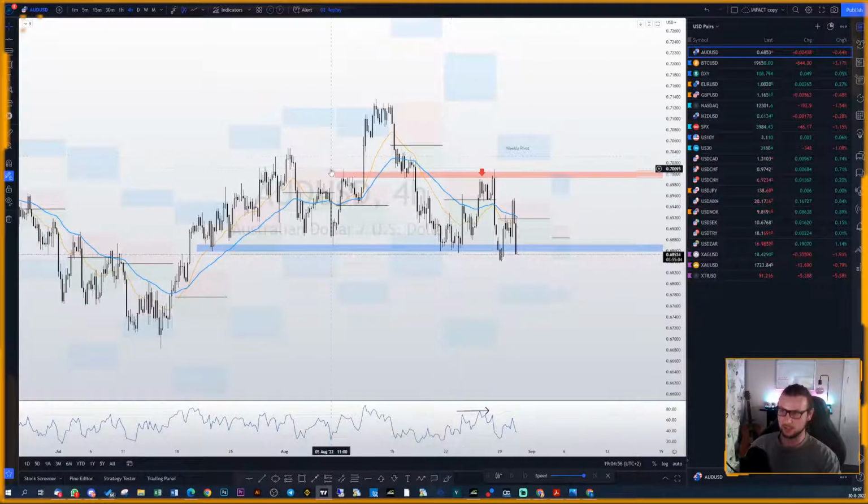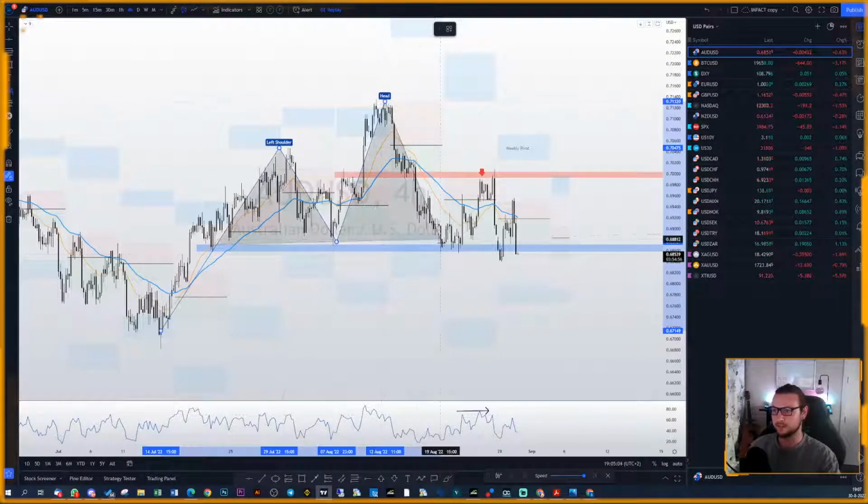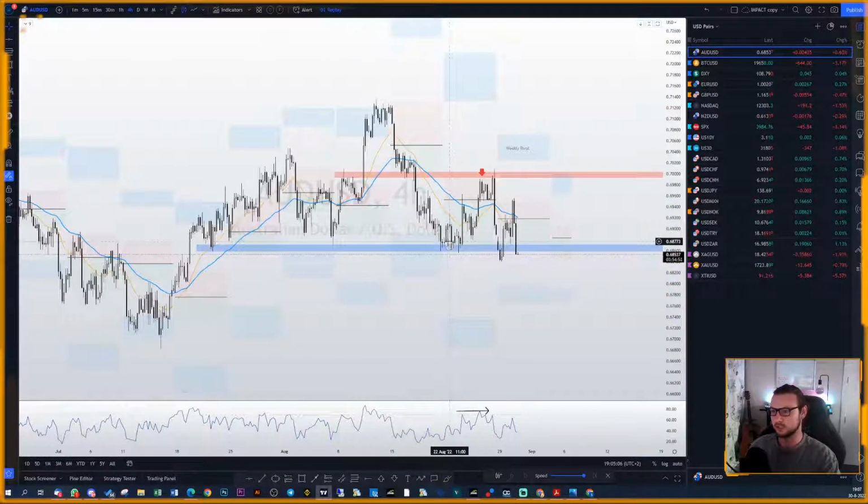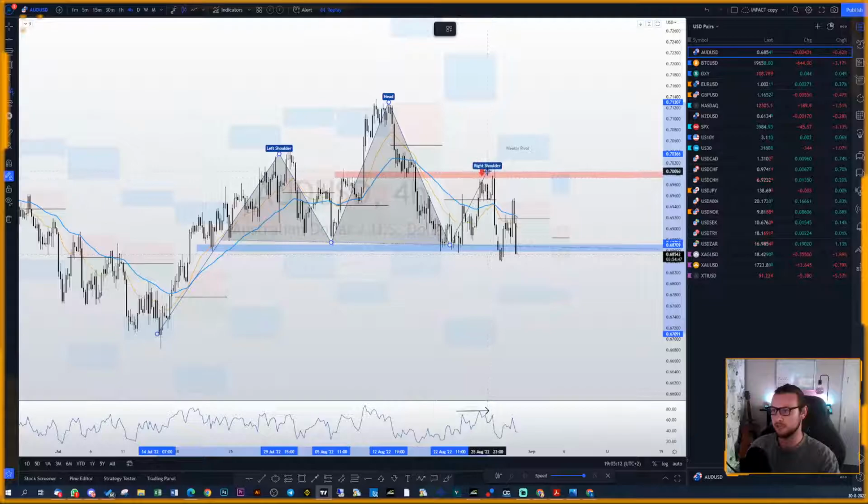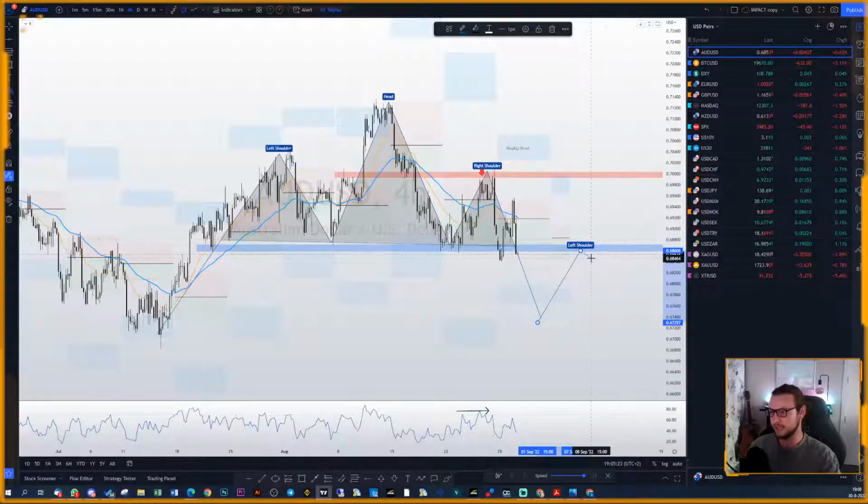Okay, let's see. Let me draw that head and shoulders for you guys. Left shoulder, neckline, head, neckline. Whoops, I made a mistake. Left shoulder, neckline, head, neckline, right shoulder, neckline. And if it breaks that neckline, the thing that you want to do is you want to wait for a correction to that neckline.